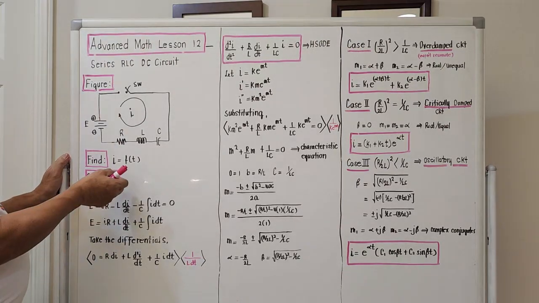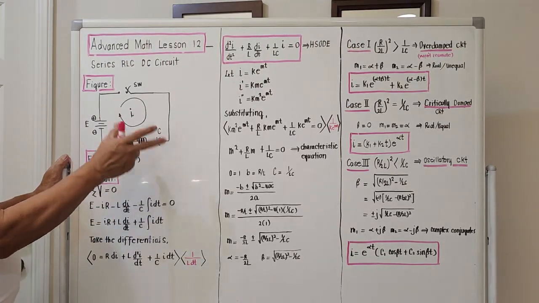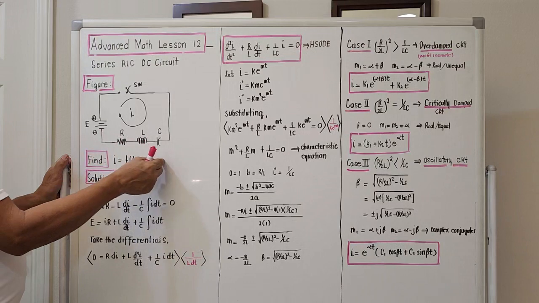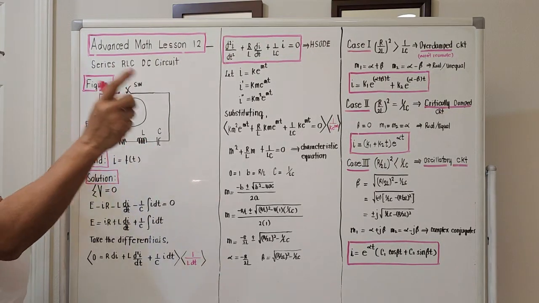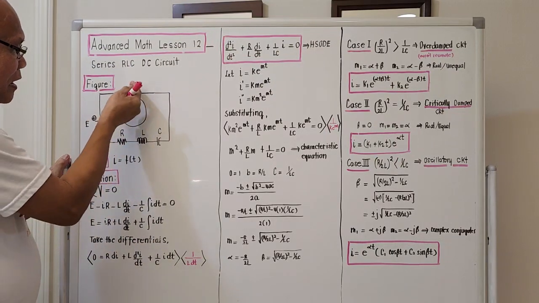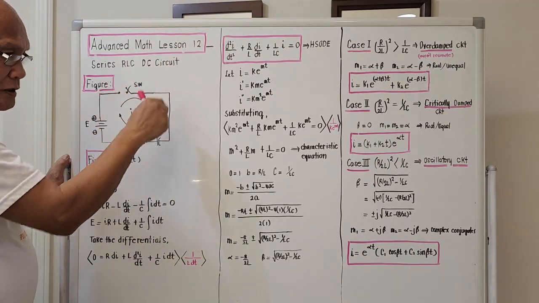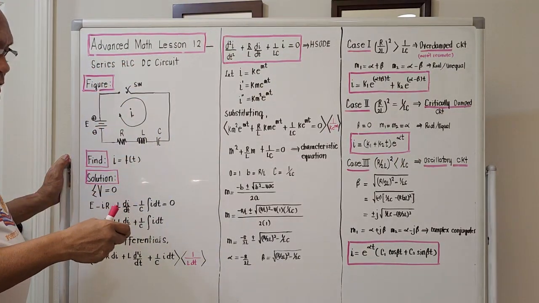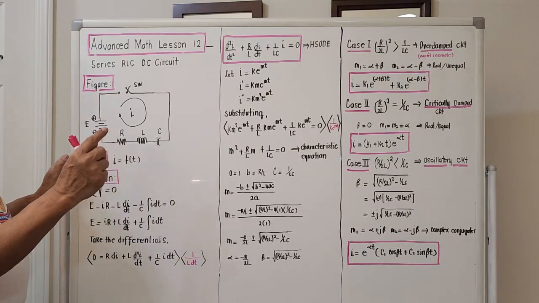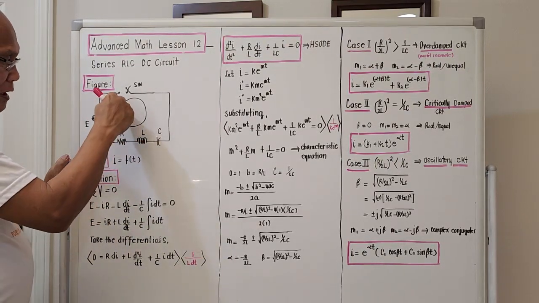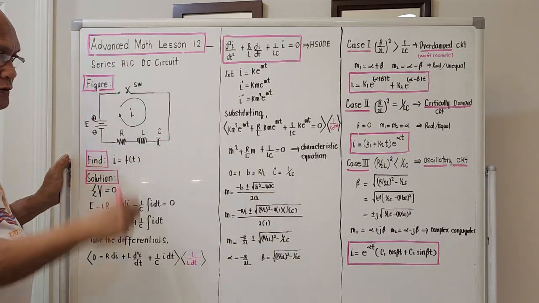To find current as a function of time with the given circuit RLC connected in series energized by DC, we will take the summation of voltages. Upon closing the switch, we take the summation of the voltages. The summation of voltages should be equal to 0, meaning the summation of voltages around this closed loop should be equal to 0.